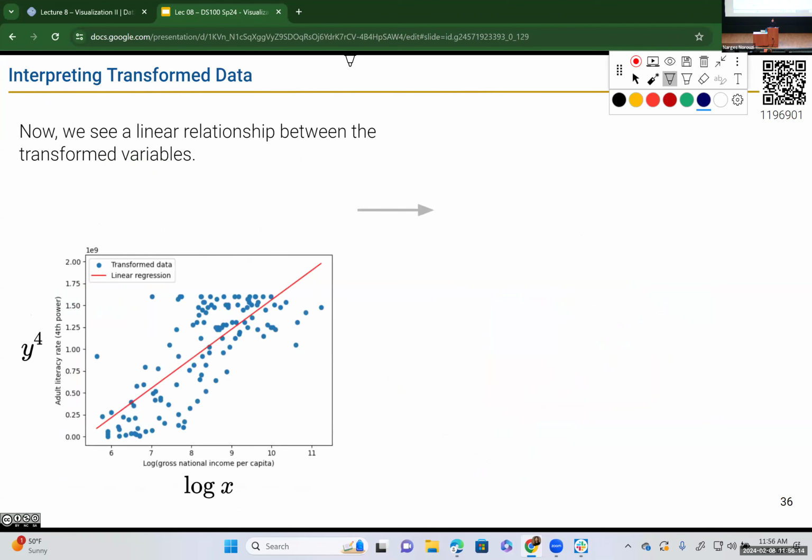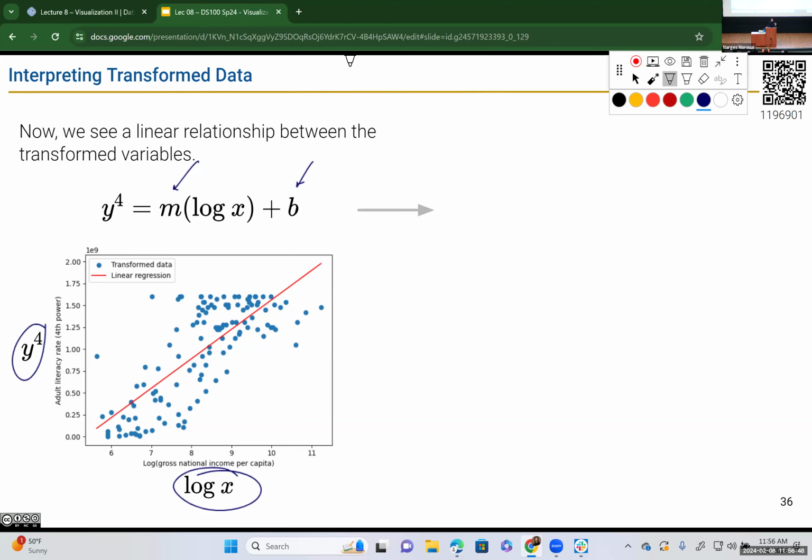Okay, why was it helpful? Because now that I did the log transformation of X and the power transformation of Y, my X dimension is technically log of X, and my Y dimension is Y to the power of 4. From Data 8, you know that I can fit a linear regression. Now that it is linearized, the whole purpose of the transformation was linearization. So I'm linearizing, and now I can come up with a slope and intercept and define this linear relationship.